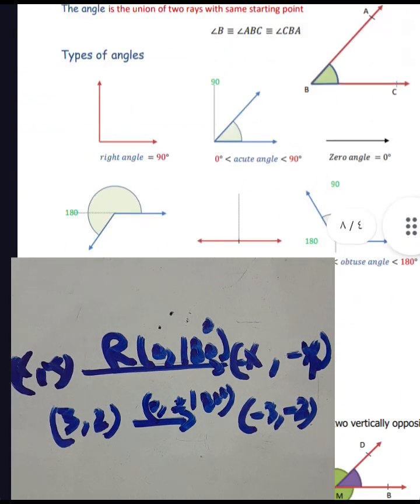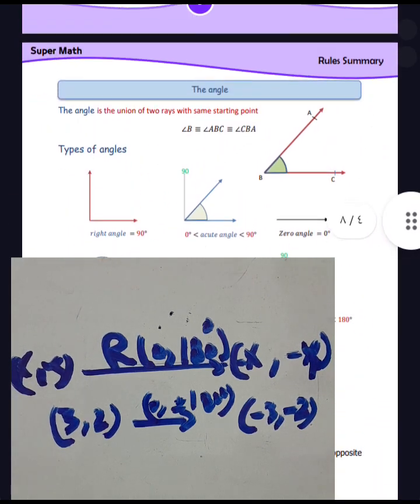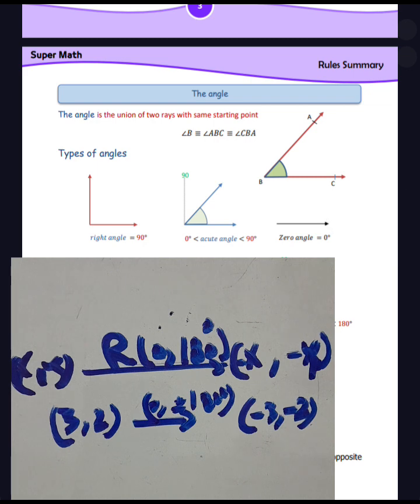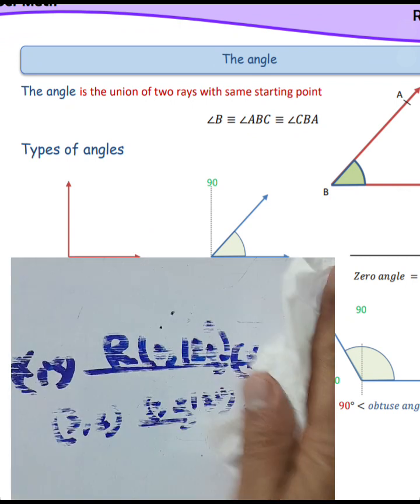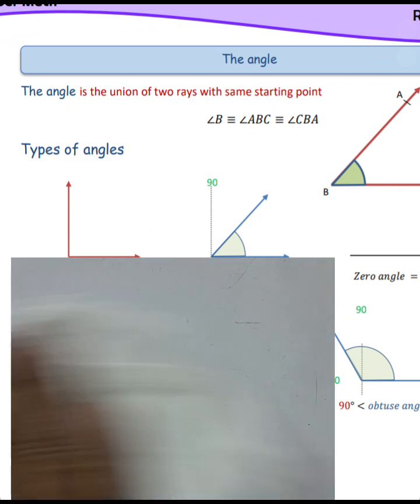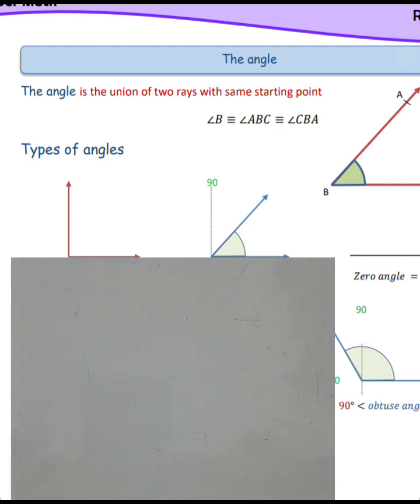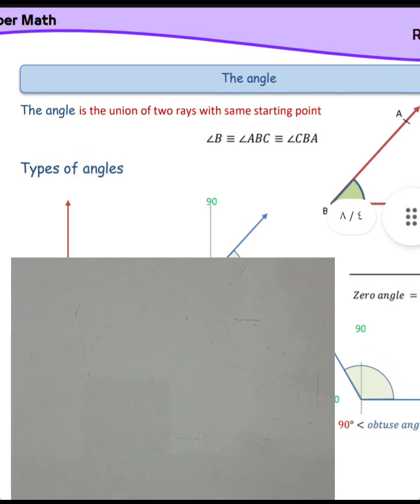Okay, now we will talk about angles: acute angle, right angle and obtuse angle. First we must know the definition of the angle. The angle is a union of two rays with the same starting point.